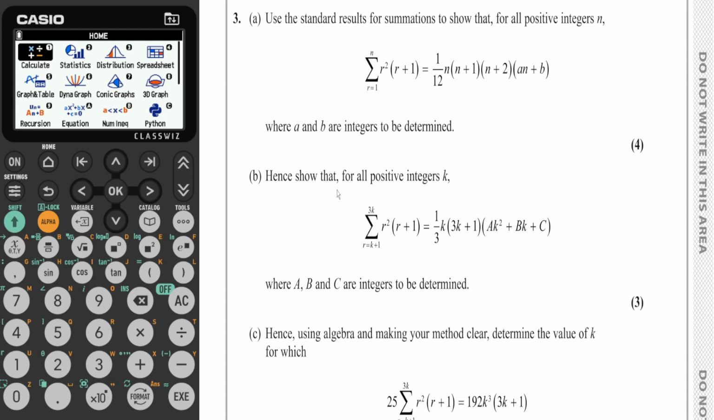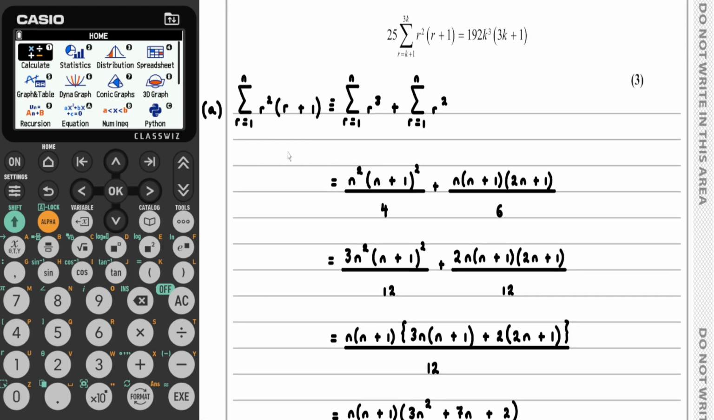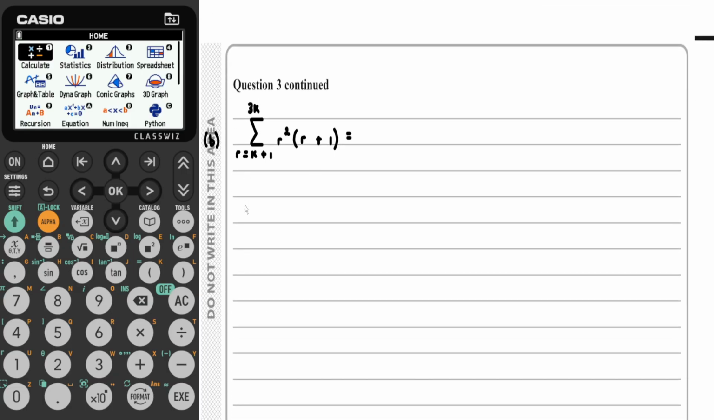Part B, hence show that for all positive integers k, the sum of r squared times r plus 1 from r equals k plus 1 to 3k is equal to 1/3 k times 3k plus 1 times ak squared plus bk plus c, where a, b and c are integers to be determined. We have this summation which we can rewrite. You will notice here we are starting from r equals k plus 1, but in our formula we started off with r equals 1.